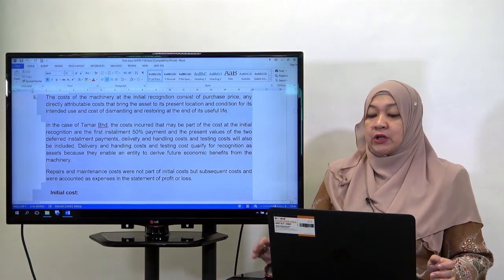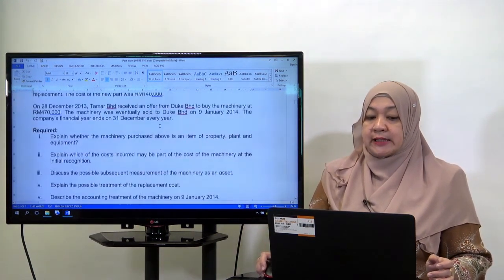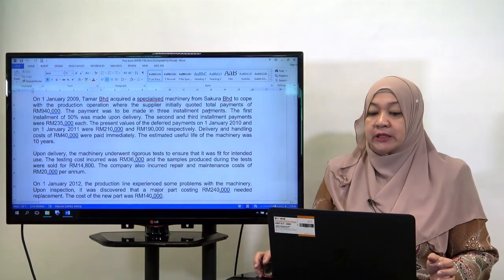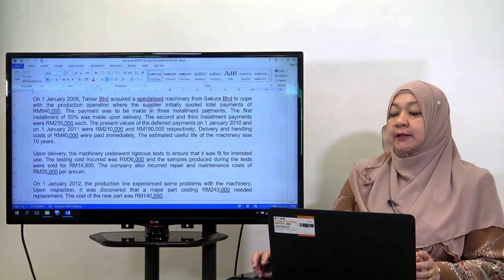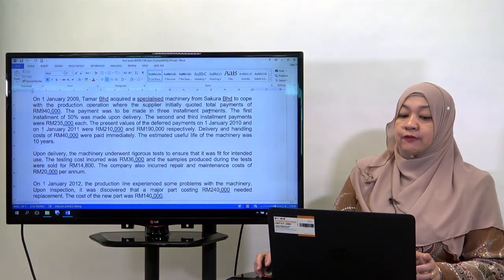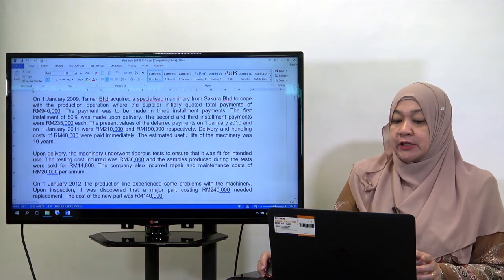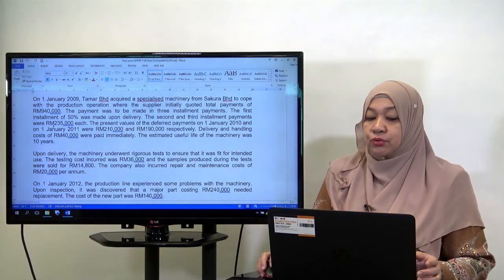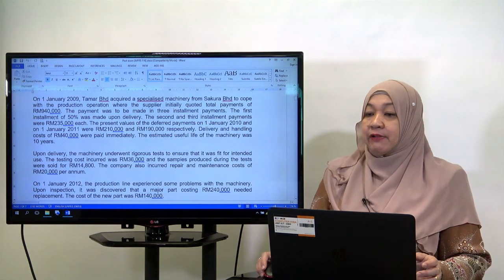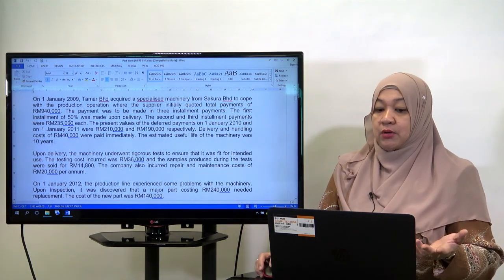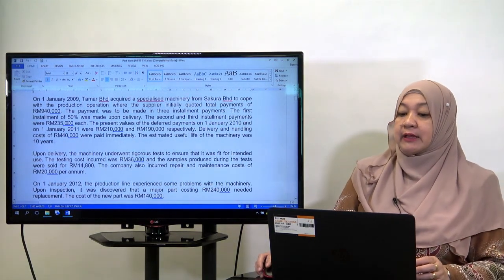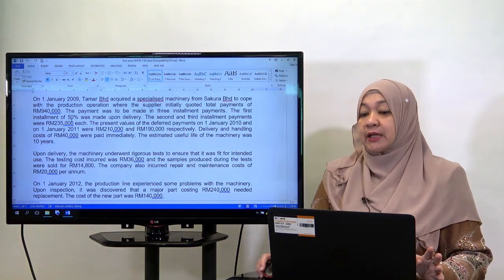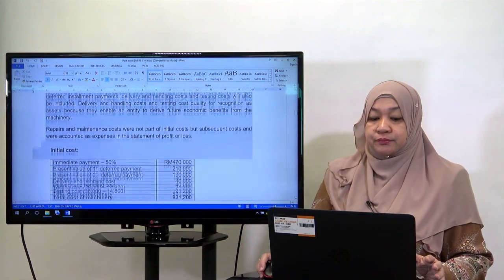Recall that this asset was purchased based on 3 installment payments. So to determine the total cost of the machinery, we have to include the 50,000 initial payment plus the second and third payments of 235,000. But this value is at the date of the second and third installment payments, so what we need to do is bring it to the present value.